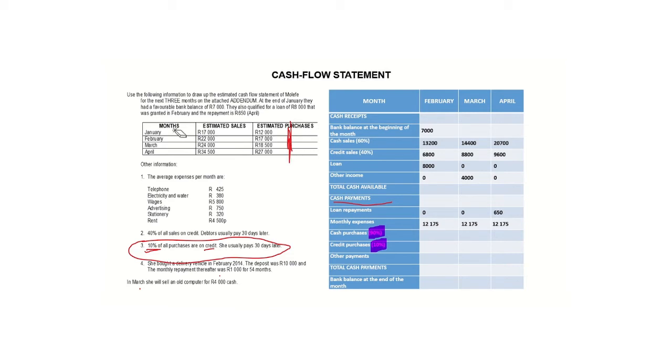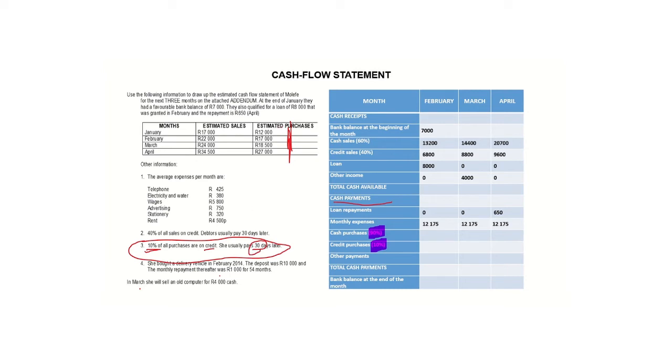Your first transaction in January is actually 12,000 worth of stock that you need to buy. Out of the 12,000, 90% will be cash, 10% will be credit. So because it's January, we don't have a January month yet. So which means the cash part is taken care of in January, but the credit part will be paid when? 30 days, remember, 30 days. The month following the month of sale.